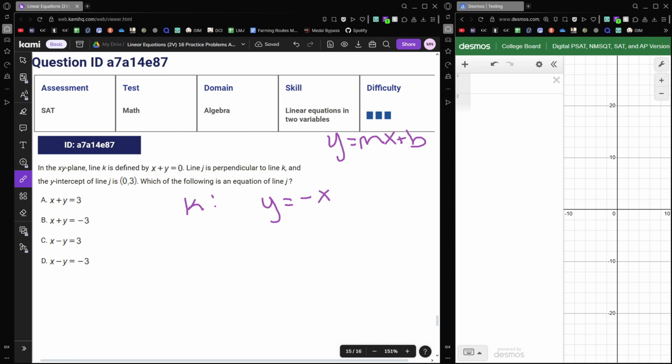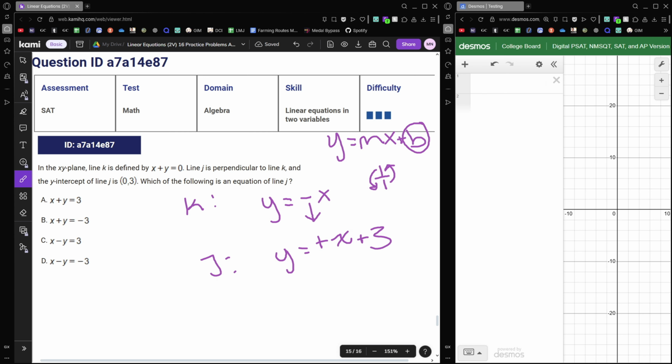Now we know that line j is perpendicular to line k, so that means the slope of line j is going to be the opposite reciprocal. Opposite meaning we change this negative sign into a positive, and reciprocal meaning we flip the fraction. Technically, the slope of line k is just 1 over 1, so if you flip the fraction, it would still just be 1 over 1. Let's just write it as x. Then we know that the y-intercept of line j is (0, 3), and the b value in y equals mx plus b is just the y-intercept. So that would be plus 3.